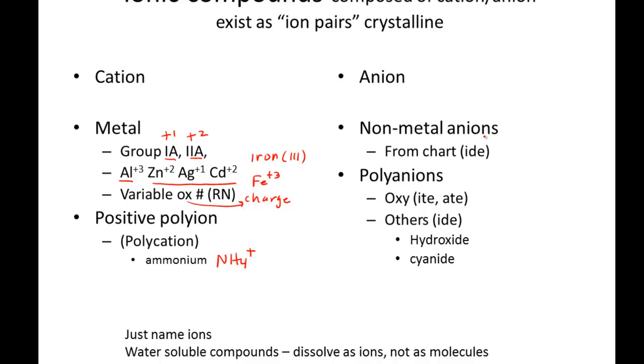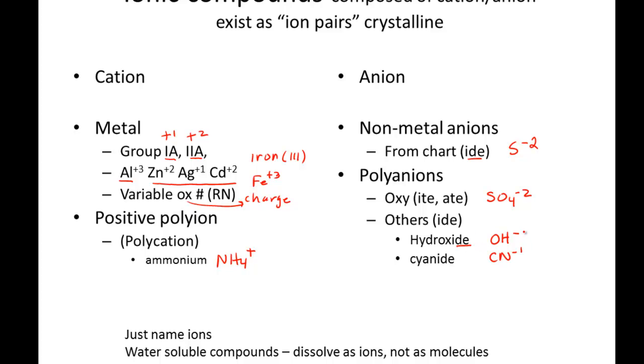The anions would be nonmetal ions from the chart, and they will all end in IDE. For example, the sulfide ion in group 6. And then polyanions. Many of these are oxyanions, like sulfate, and a few others end with IDE, which means they do not end with oxygen. Hydroxide is OH-, and the name of the ion is sort of opposite the way you write it.